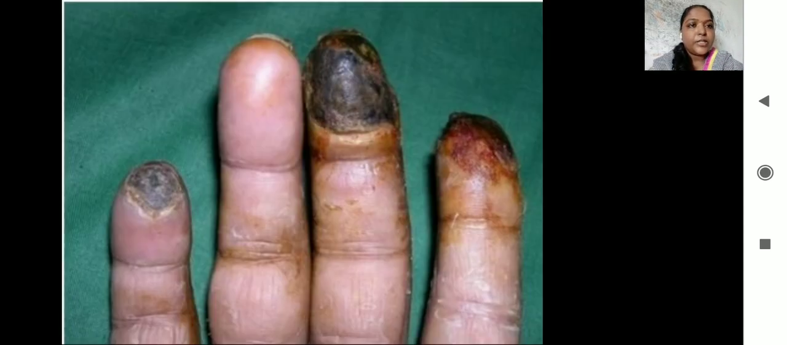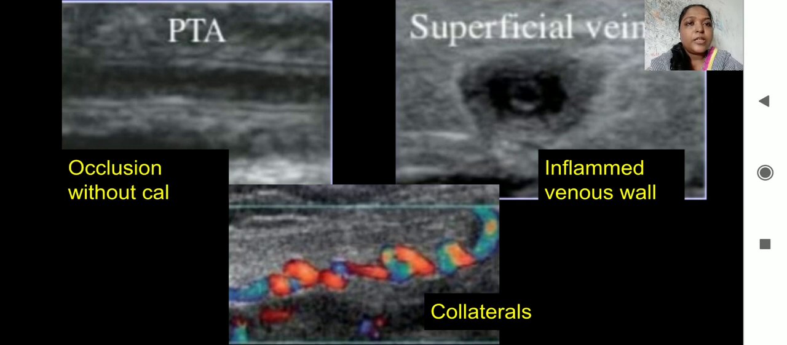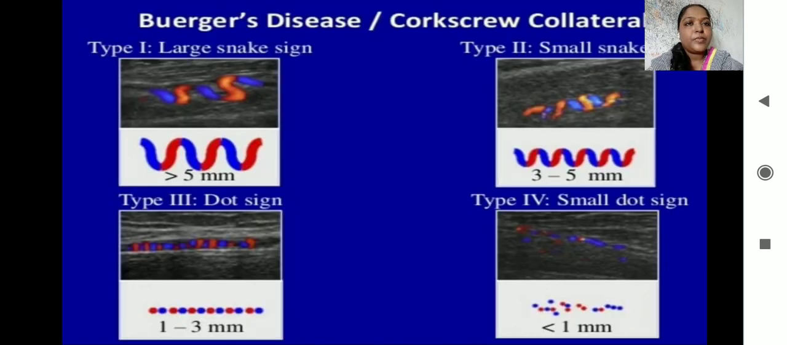This is a clinical image. In this, you see in the right upper side there will be occlusion of the PTA without any calcification. In the left upper image, you see inflamed venous wall. The lower image shows the collaterals which are in corkscrew shape. Depending on the size of the collaterals, it can be type 1, type 2, type 3 or type 4.